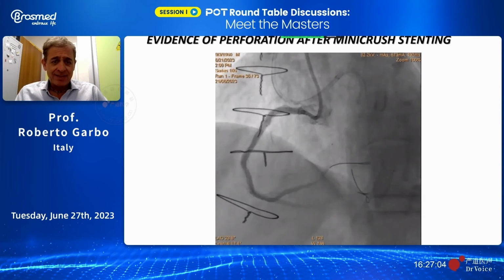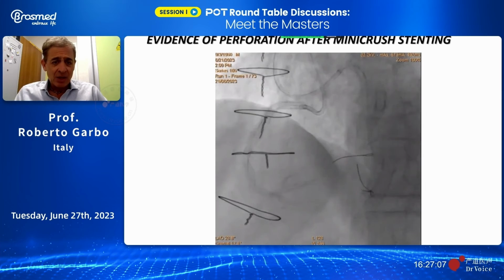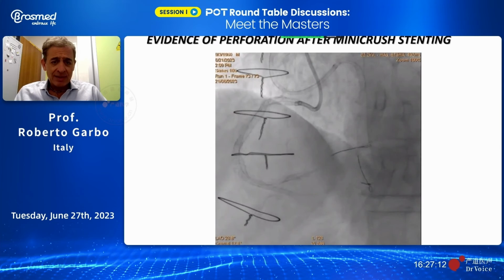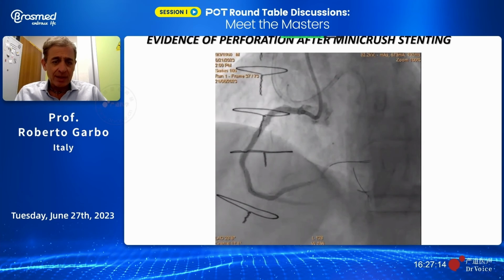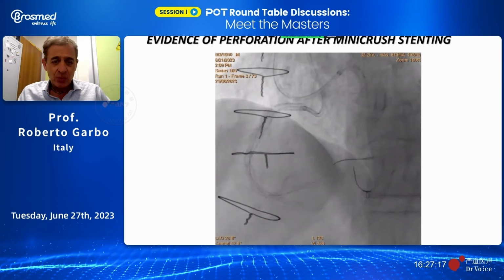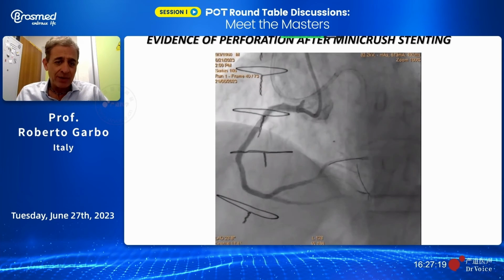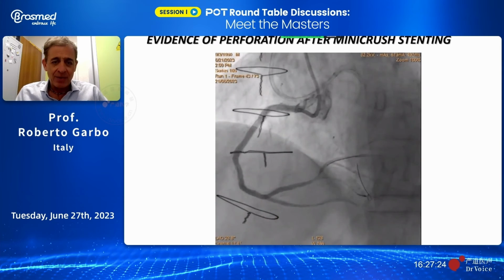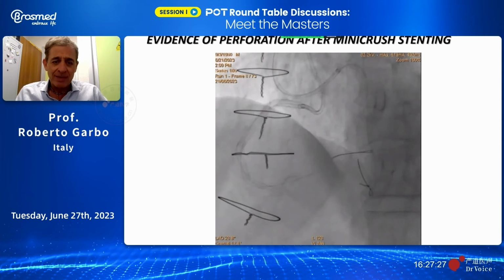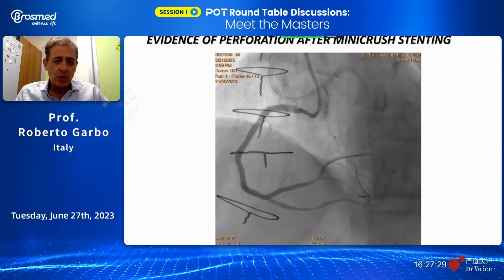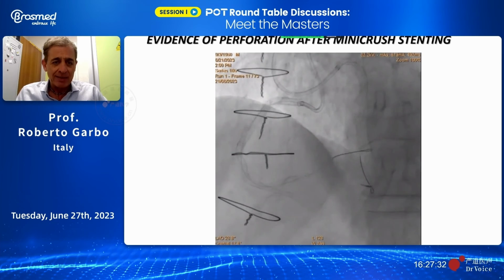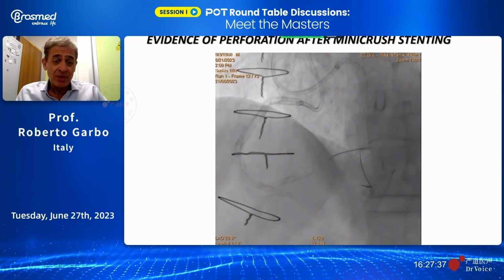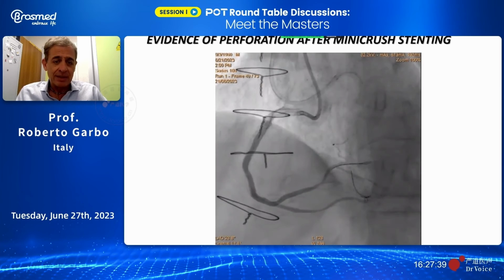You can see there's something strange at the level of the PDA. I don't know if you're able to see. There's a perforation. This was caused by the attempt to get the wire into the PDA. And as you know, post-CABG patients are really complex even in that situation, because you can have a dry tamponade that is really dangerous, so you need to be really careful even in this kind of perforation.